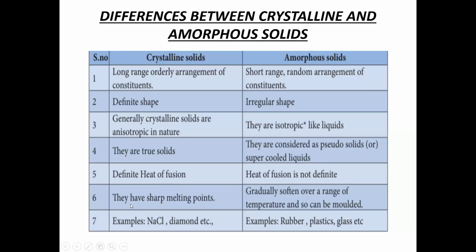The 6th point now, they have a sharp melting point. The crystalline solids have a sharp melting point. The amorphous solids gradually soften over a range of temperature and so can be molded. For example, glass: when we supply temperature it melts, and at that time we can change the shape of that particular material. Examples of crystalline solids are NaCl and diamond. Examples of amorphous solids are rubber, plastics and glasses.